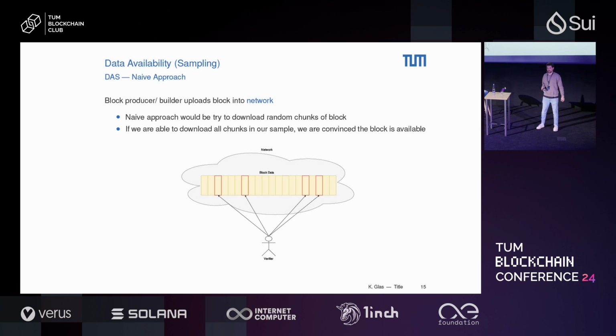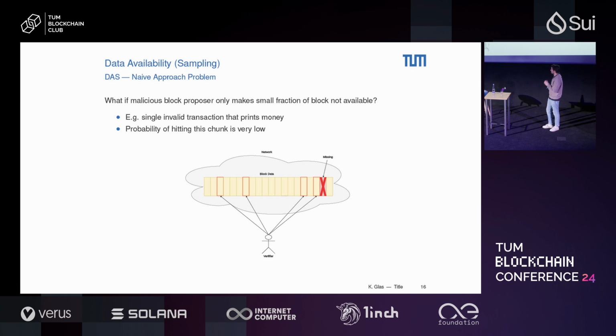And in a naive approach, you would just say, okay, I pick some random indices, give me the data at those indices. And when I can download everything, then I'm convinced, basically. Now, this doesn't work. The issue here is that, let's say there's just a small chunk of data that is missing. And of course, if we look at the sampling scheme, the probability of hitting exactly this chunk is very small, specifically if the block gets very large. And this chunk, of course, could contain, let's say, a transaction that prints money or something. So the error in this case is not acceptable. And the question is, can we do better than this? Can we improve the scheme?